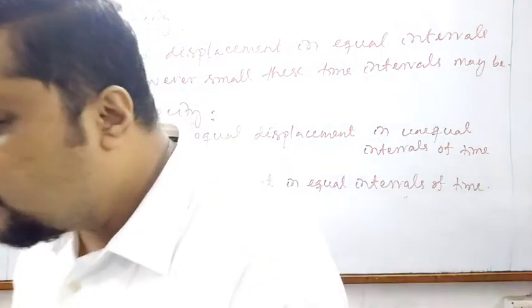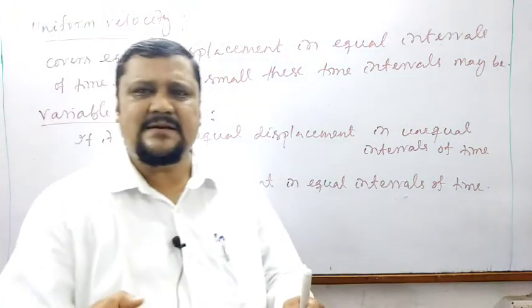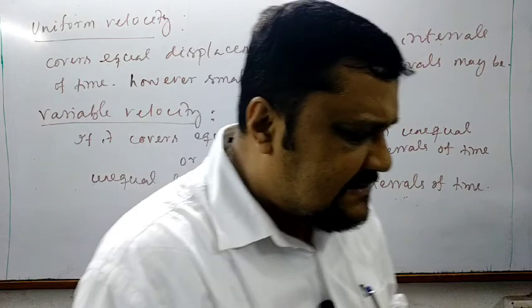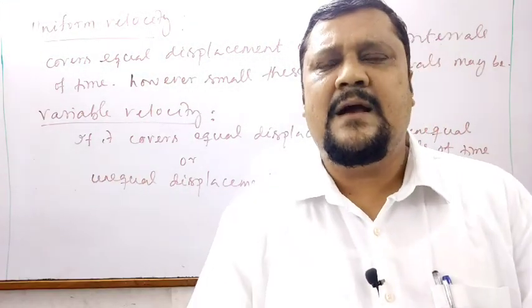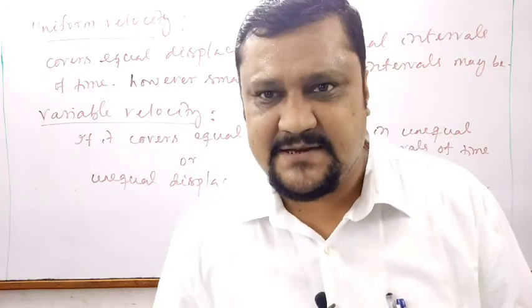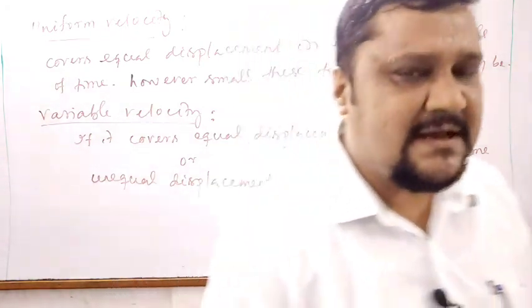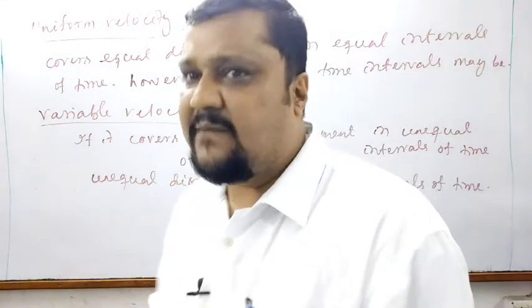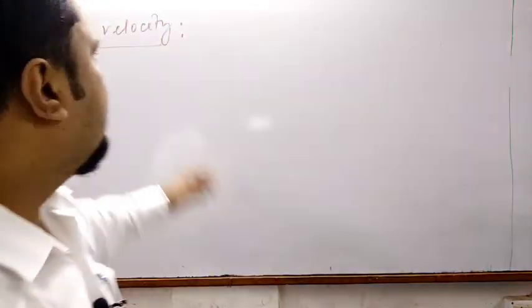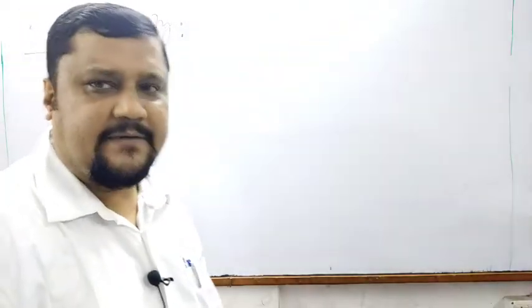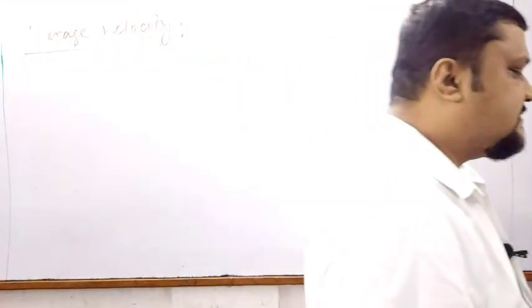When there is a variable velocity, there is a very simple method. When a body is in variable velocity, we can calculate the average velocity. Let me write this down. Let me erase this. Now let us come to the average velocity. So what is this average velocity?